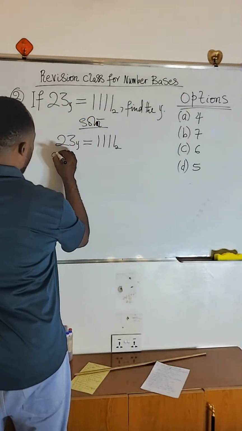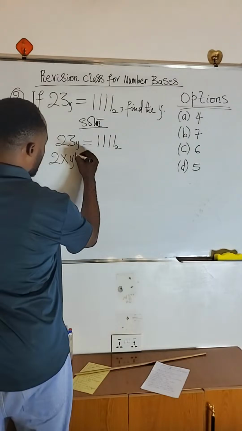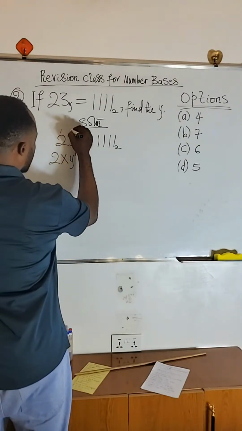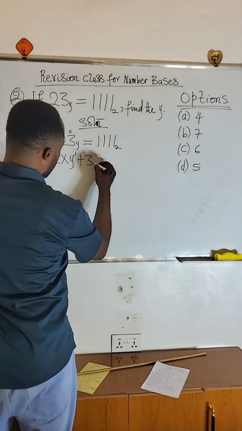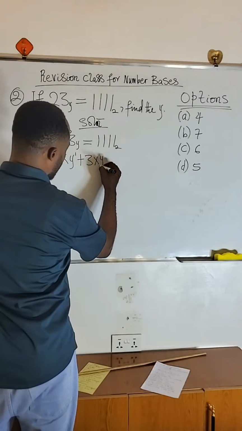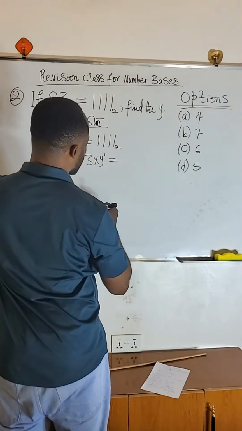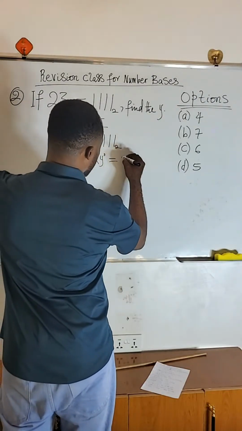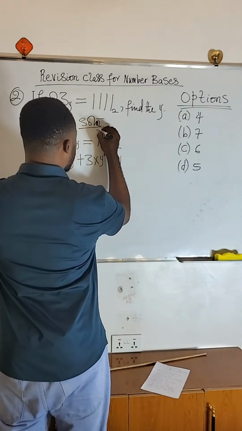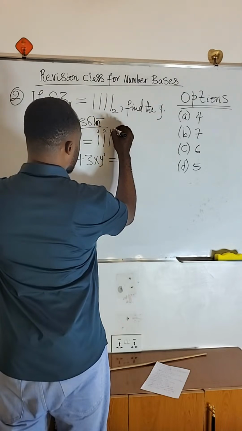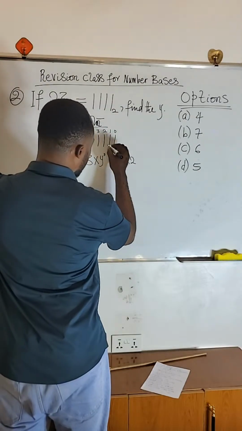So here, we are going to multiply 2 by the base and then raise it to power 1, because this is 1, 0. Then plus 3 multiplied by y and then raised to power 0 to be equals to, for this one, you have 1, 1, 1, 1. This is 3, 2, 1, 0. This first one will be multiplied by the base, which is 2, and then raised to power 3.